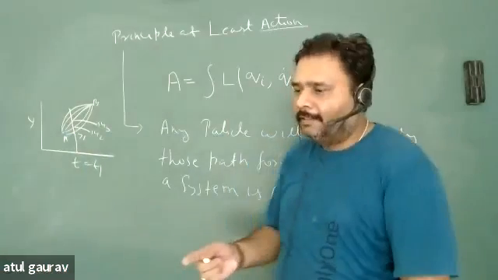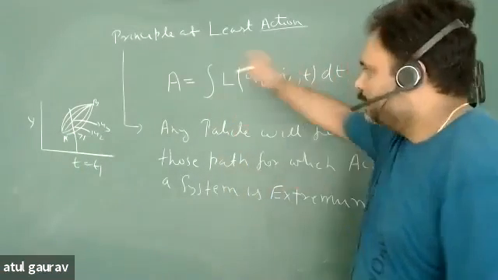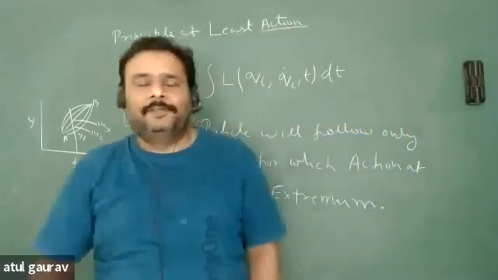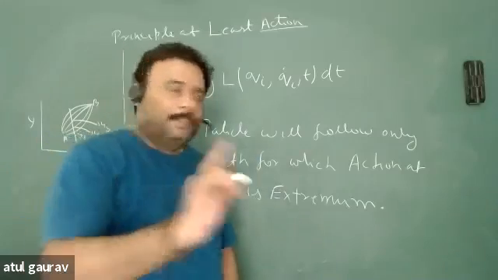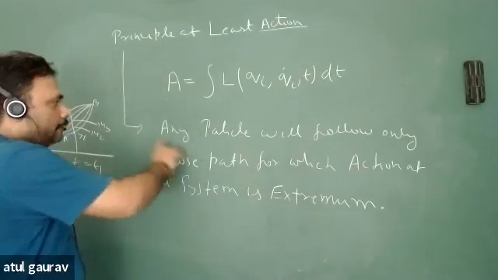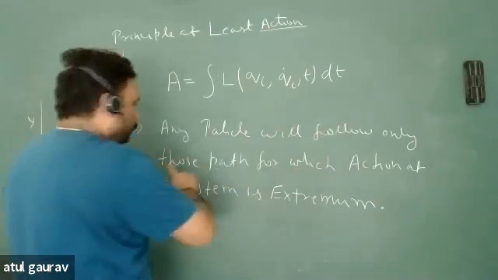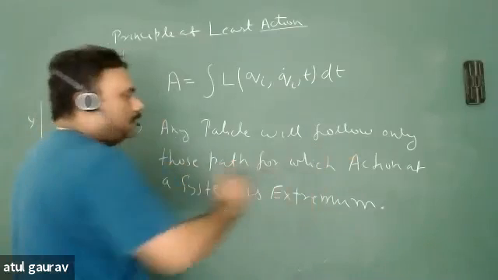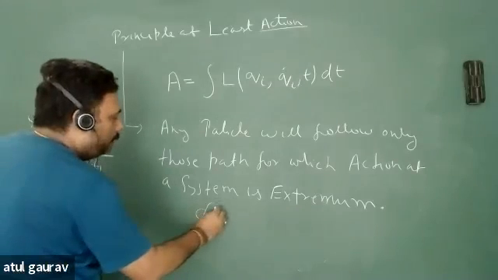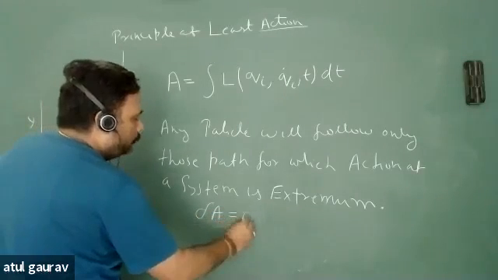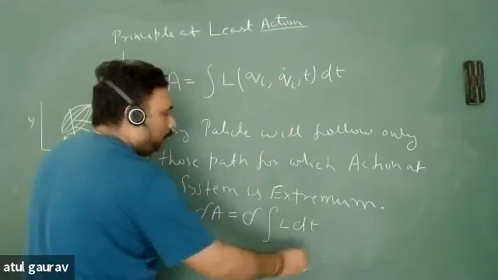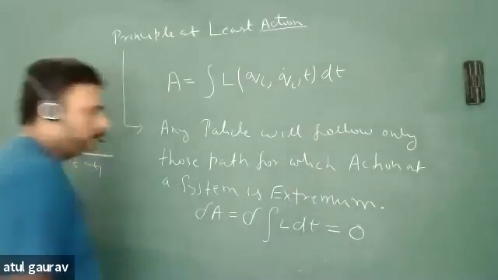What is the meaning of that? If I define this as action, it is defined by Hamilton. So it is not Hamiltonian, it is Hamilton's action. So we can write this thing. Any particle will follow only those paths for which the action of a system is extremum, meaning the variation of A, meaning the variation of the integral of L dt must be equal to 0.